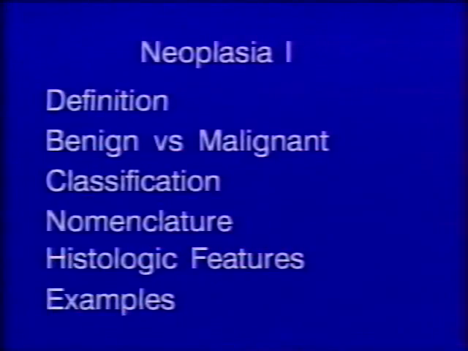This lesson will define neoplasia, distinguish between benign and malignant types, describe the classification and nomenclature of neoplasms, and illustrate some major histologic features and examples of neoplasia. There are 6 features which distinguish neoplasia from other forms of tissue growth. As with all rules, one should anticipate occasional exceptions.